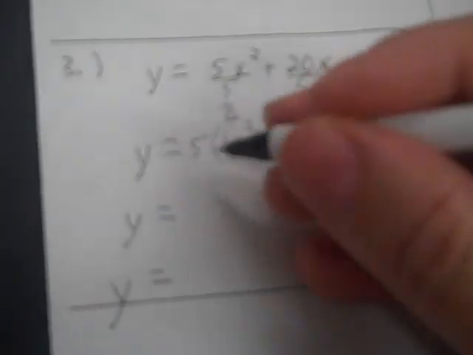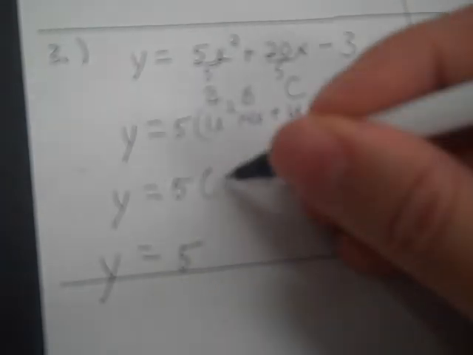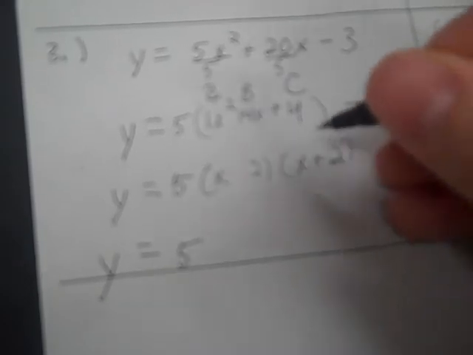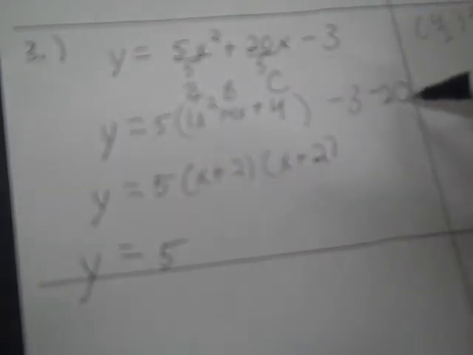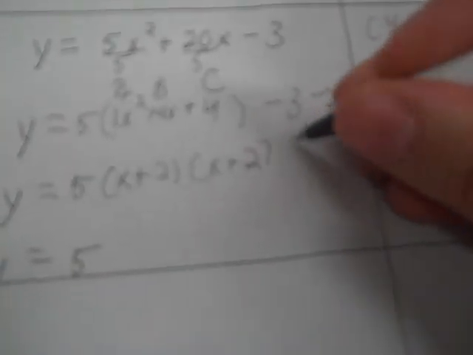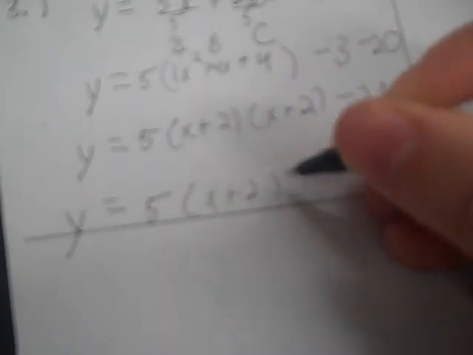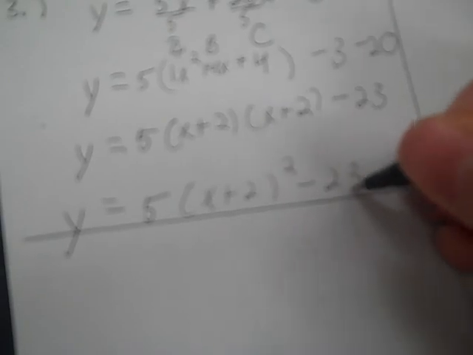And now I use my t-test. So positive 4, sum of 4, and that's 2 times 2. Now, the 5 doesn't just go away. It needs to be dropped down, okay? And I make two parentheses, so x, 2 and 2, they're both plus. And then negative 3 minus 20 is negative 23. So since that's negative 23, I write minus 23. So 5 and then x plus 2 quantity squared and then minus 23. And there's your vertex form of that equation.